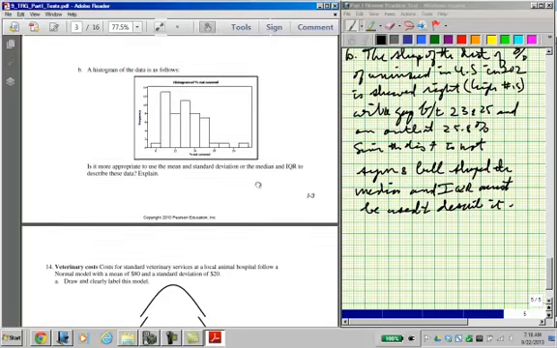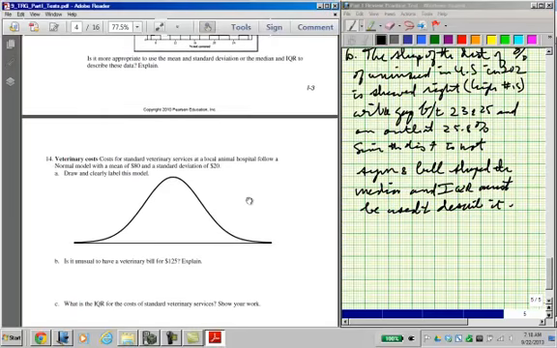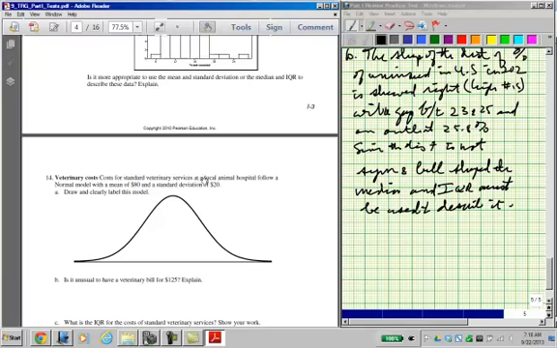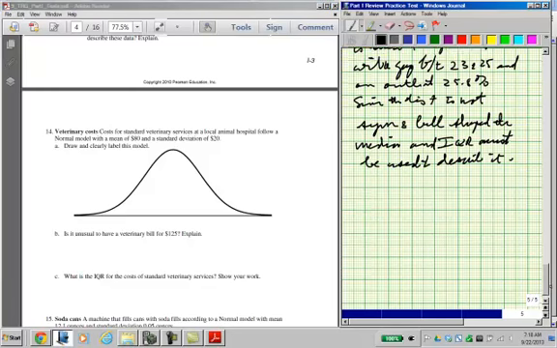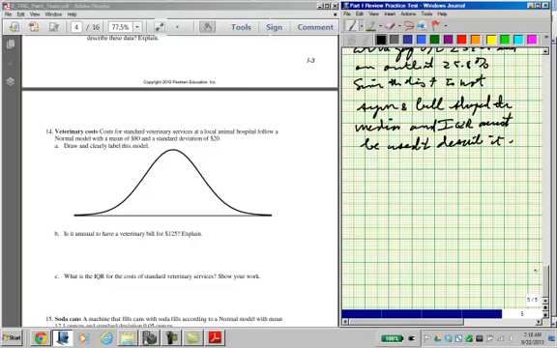All right, moving on. Veterinary costs. Costs for standard veterinary offices, $80 mean, standard deviation of 20. Okay, so they want us to draw and clearly label the model. Okay, now I can't draw on this thing. I'm not on my iPad, so I can't draw on it. So I should have put it on the side of a document or something. Sorry about that. Anyway, A, but I will draw it here.